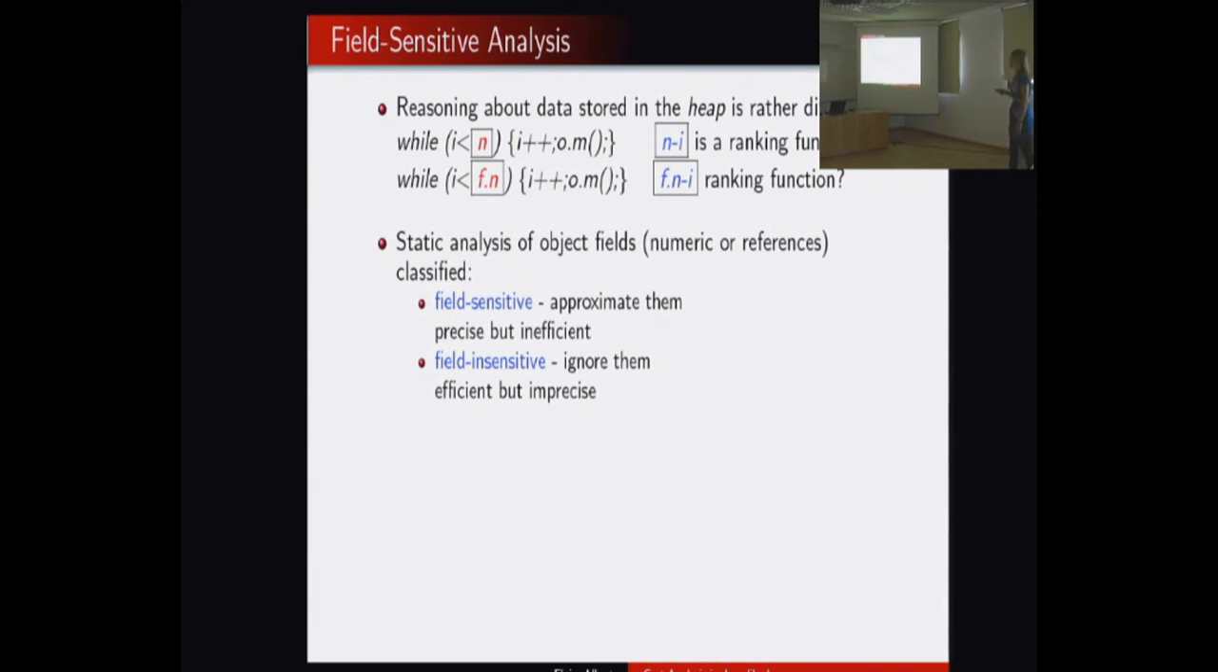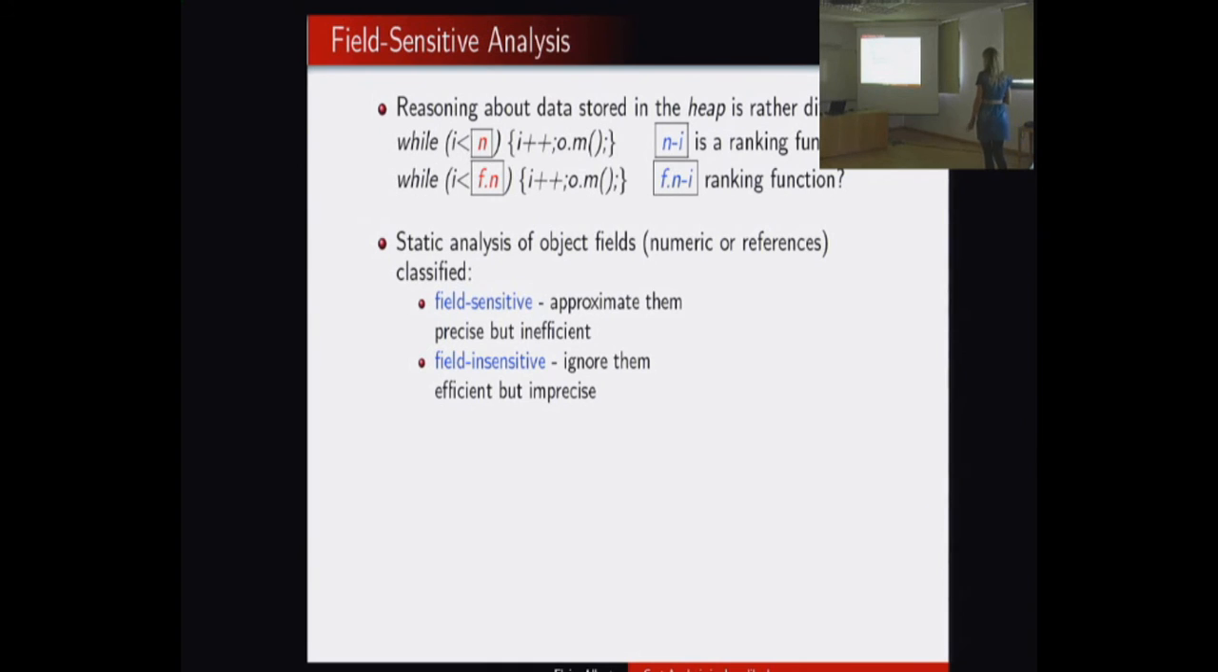The field-sensitive analysis tries to reason about the values of data which is stored in the heap. These fields can be numeric or can be references. The problem is the same. And there are too many approaches, too many streams. One is being field-sensitive and saying, okay, I am going to try to approximate all the contents of the global memory as precisely as I can.